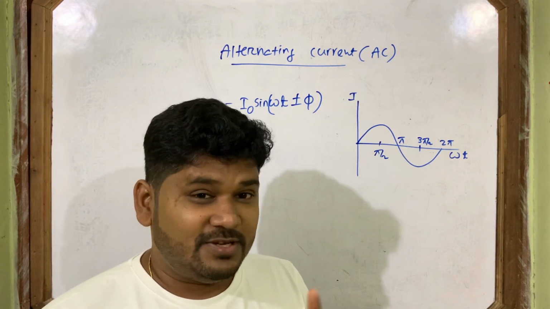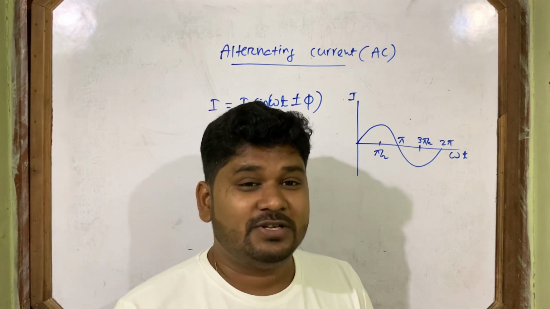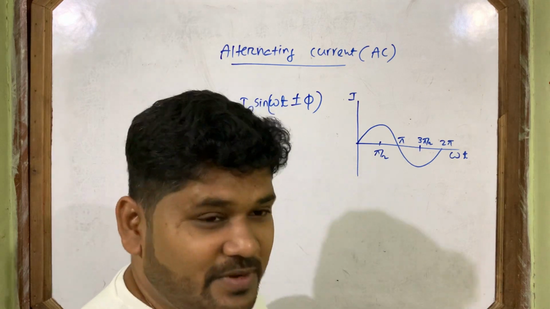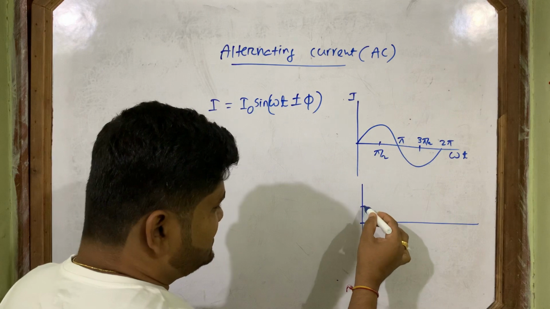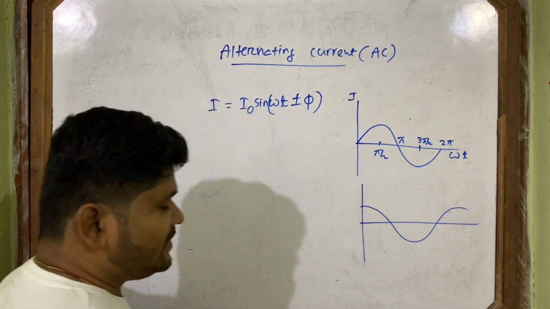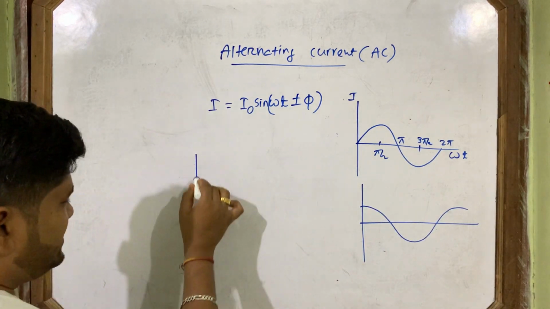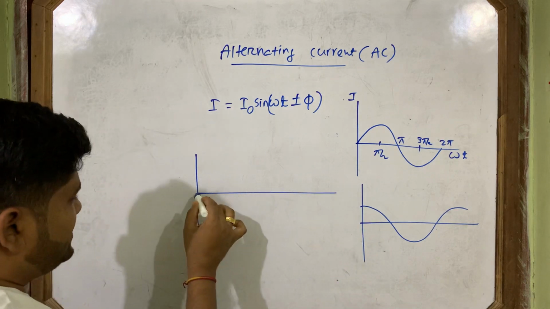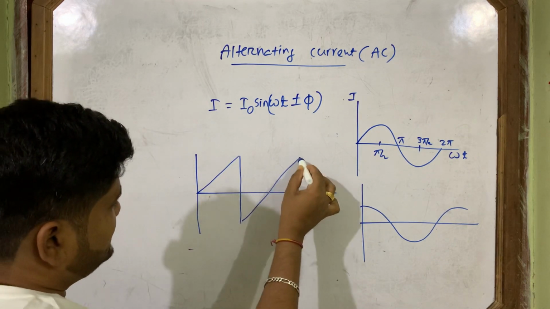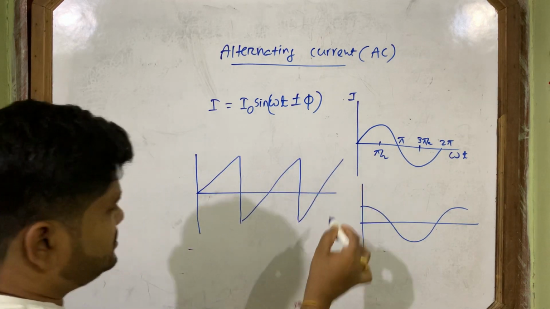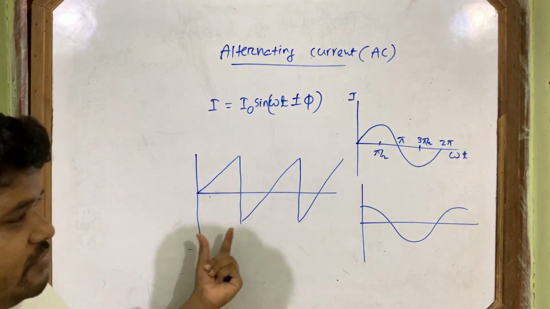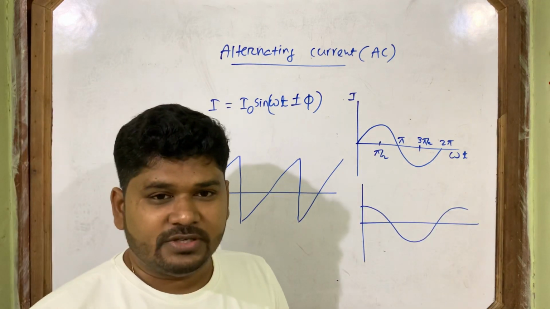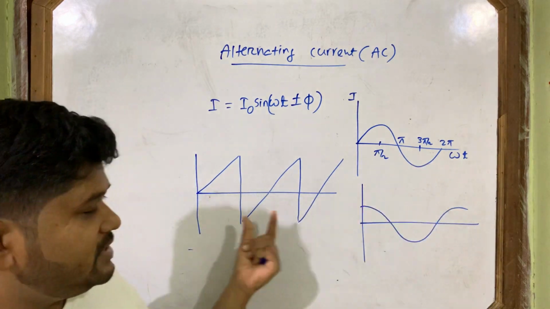But this is also not the only graph of alternating current. Many types of graphs are possible. This starts from here, it can start from here, no problem. The graph also can be like this, like this. So this is also alternating current. This is called a sawtooth wave. This is called sinusoidal variation. But this is the sawtooth wave.